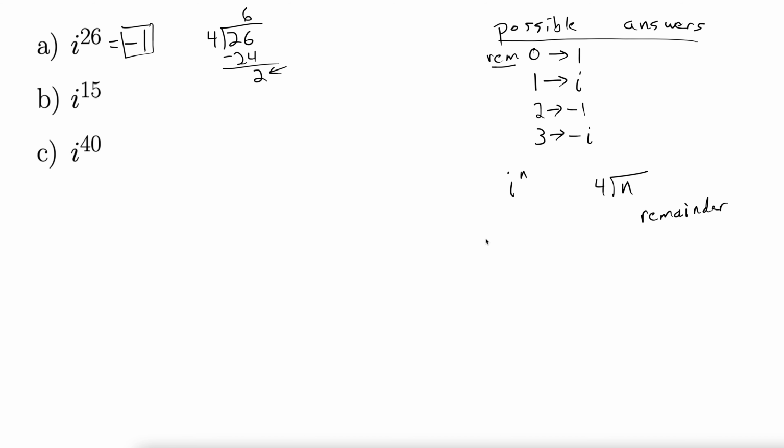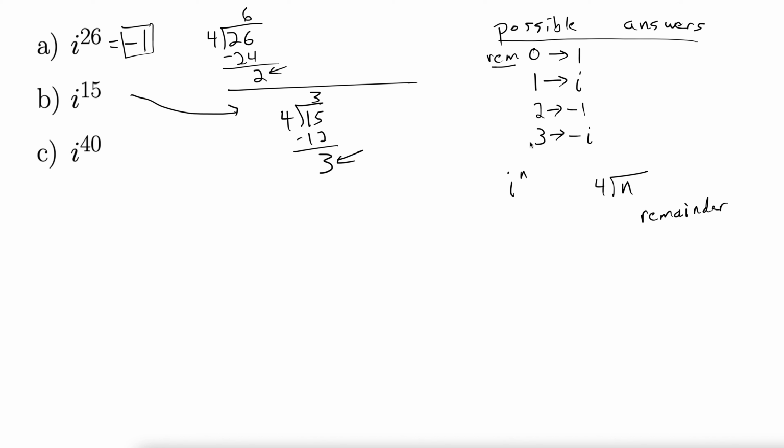All right, let's try I to the 15th. Well, we take 15, we divide it by 4. We don't even care how many times 4 goes into it. Turns out it goes in 3 times. All we care about is the remainder. 3 times 4 is 12. Subtract that off, we get 3 for the remainder.